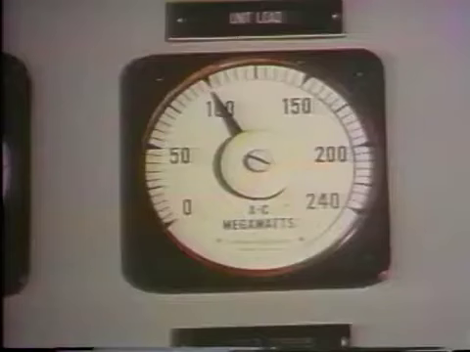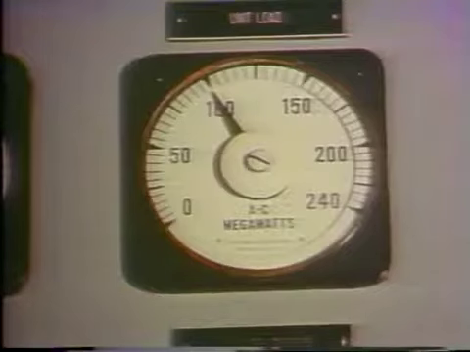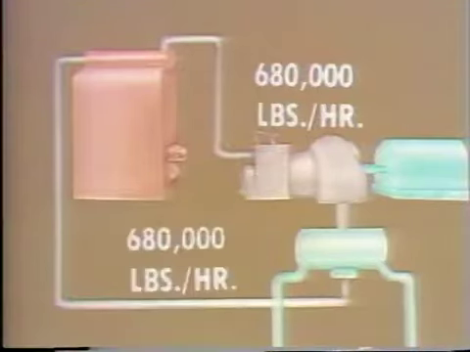Now let's say that at the start of the shift, demand is relatively low and the unit is only required to produce 100 megawatts. But it's capable of producing an additional 100 megawatts if necessary. In order to produce 100 megawatts, the steam flow through the unit is around 680,000 pounds per hour. Since feed water flow and steam flow must be balanced, the feed water flow is also 680,000 pounds per hour.